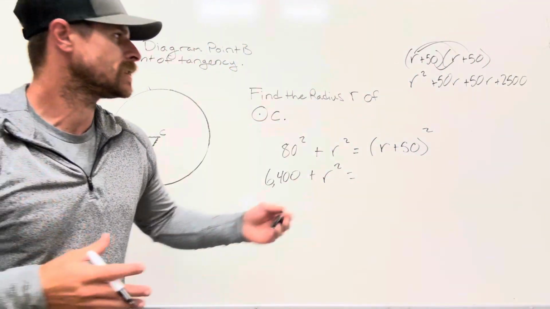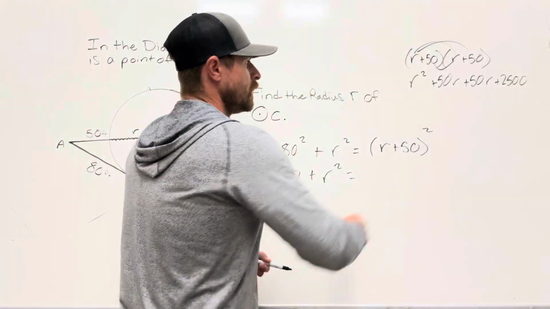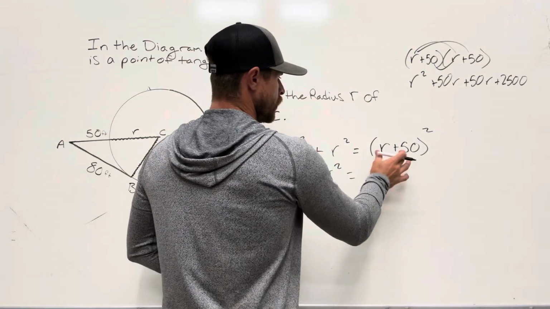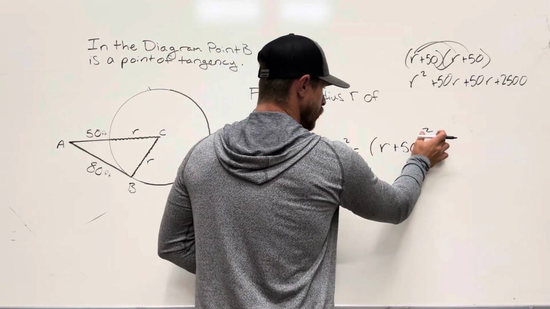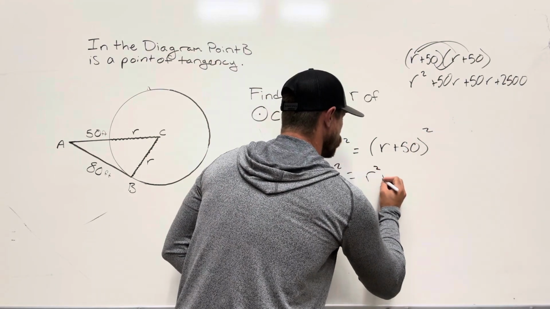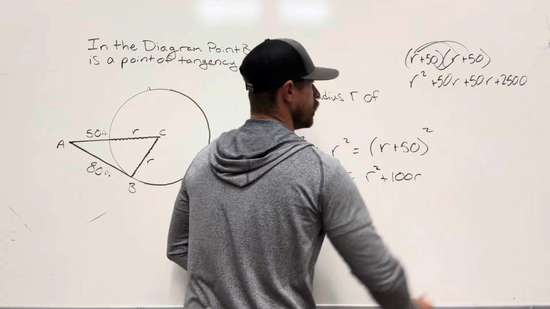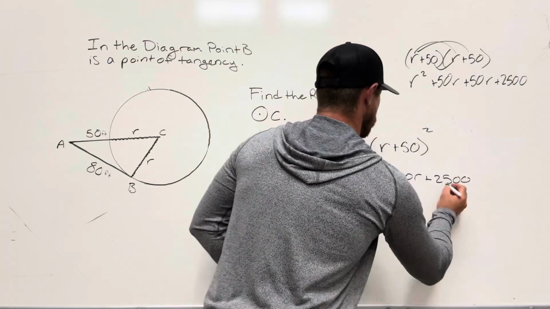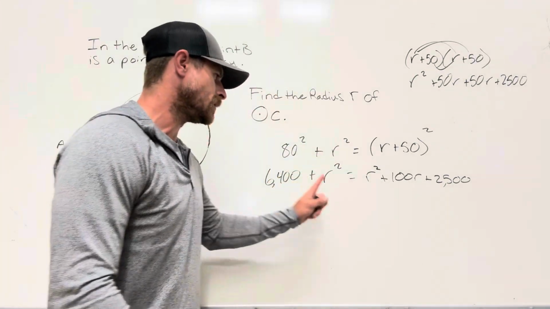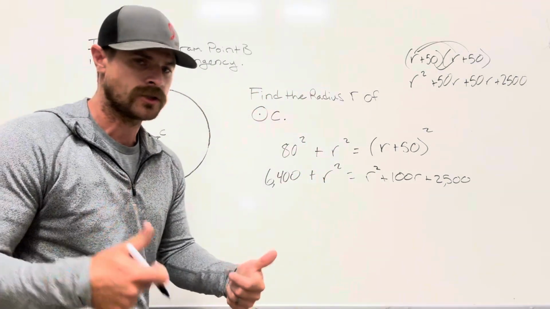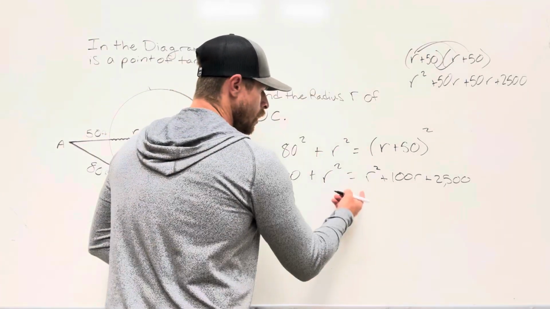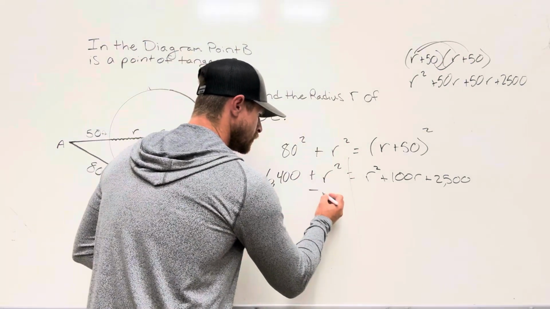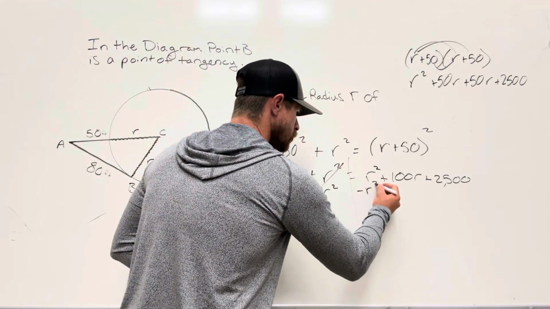Now that you see what this becomes, 50R plus 50R is just 100R. So I can write this out as three terms. This binomial squared turns into R squared plus 100R plus 2,500. Now we've got an equation. Ooh, I see R squared and R squared. That's good news, because they're going to cancel each other out on both sides. We've got variables on both sides, so solve it like any other equation you've done in algebra. Minus R squared, gone. Minus R squared, gone.